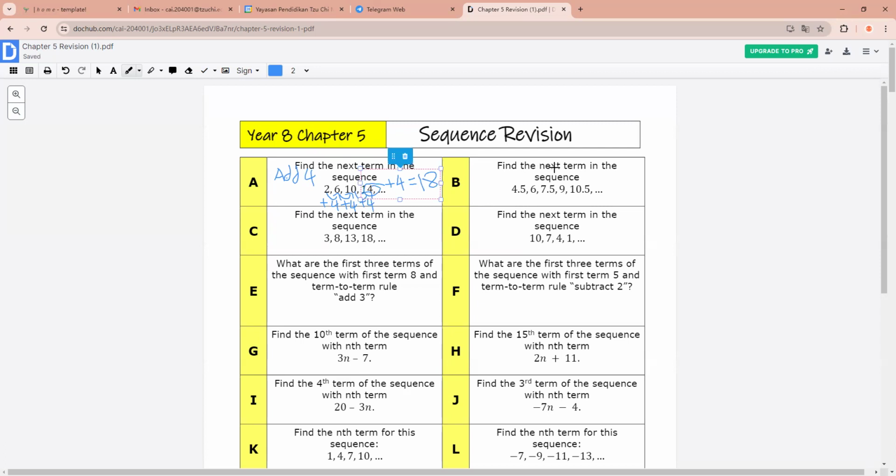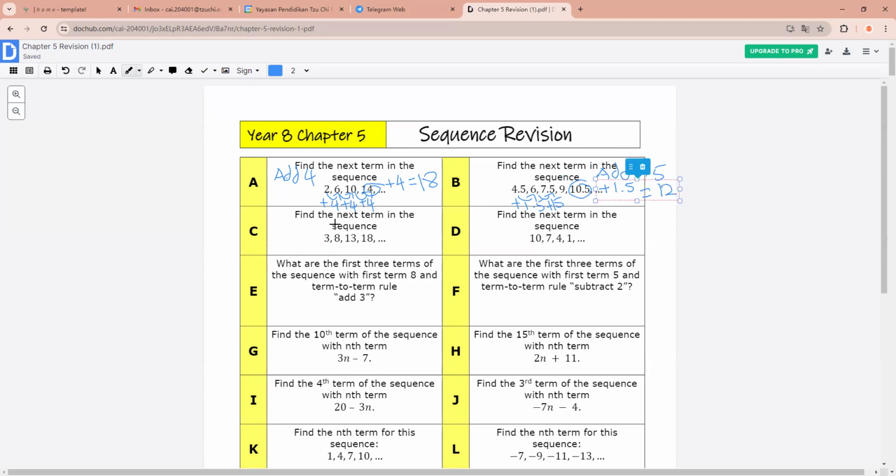Next question. It's the same as the one here. And instead, for this sequence, you can see that each term you add 1.5 and so on. So the term-to-term rule for this sequence is add 1.5. And just like before, you take the last number of the sequence, or term, and then you add 1.5, which gives us 12.